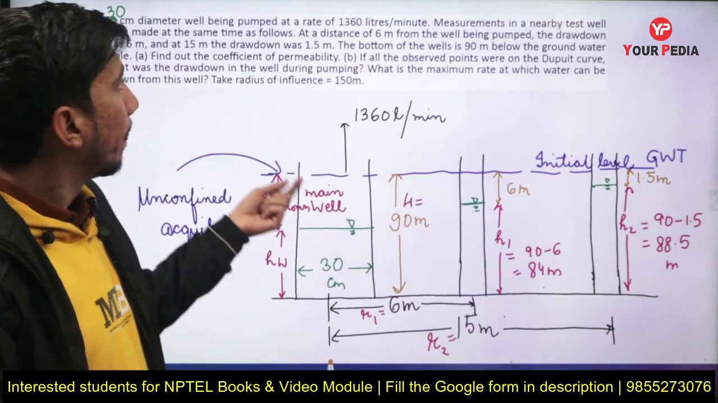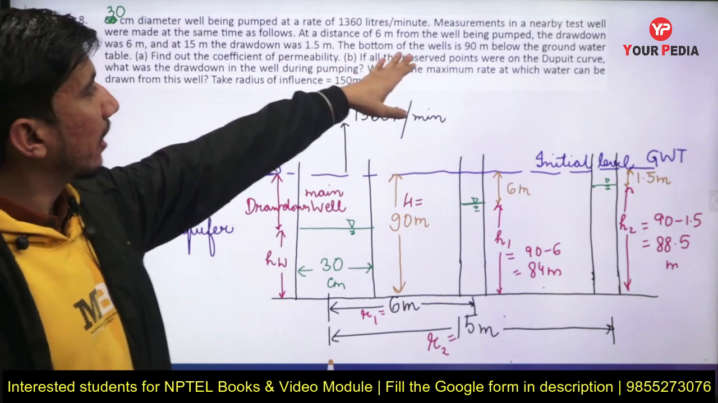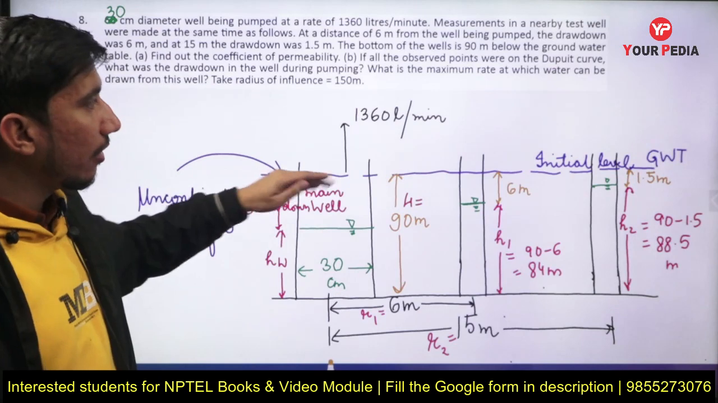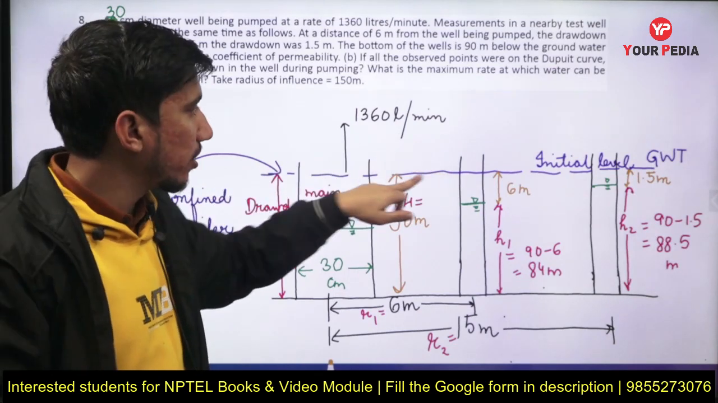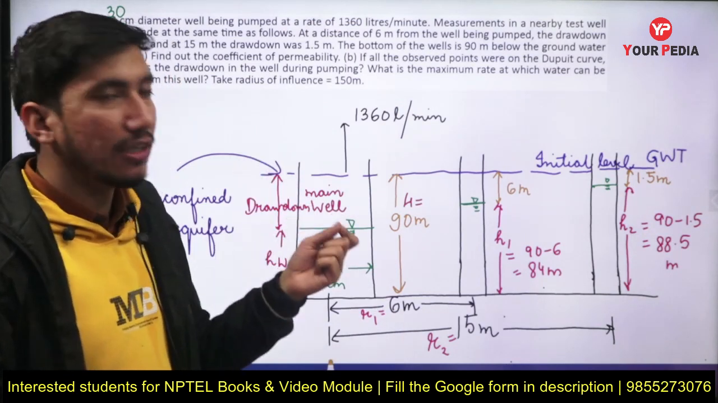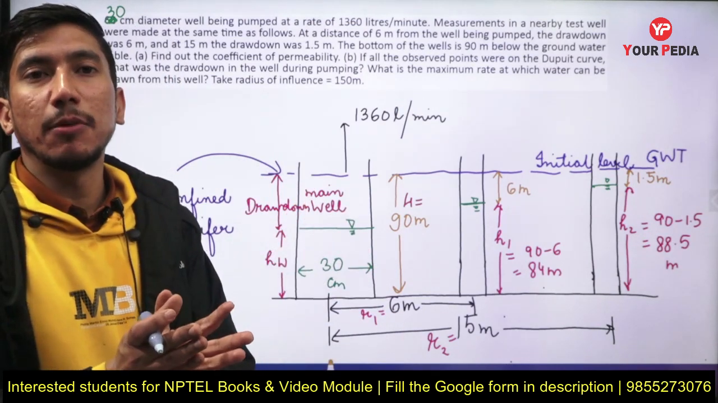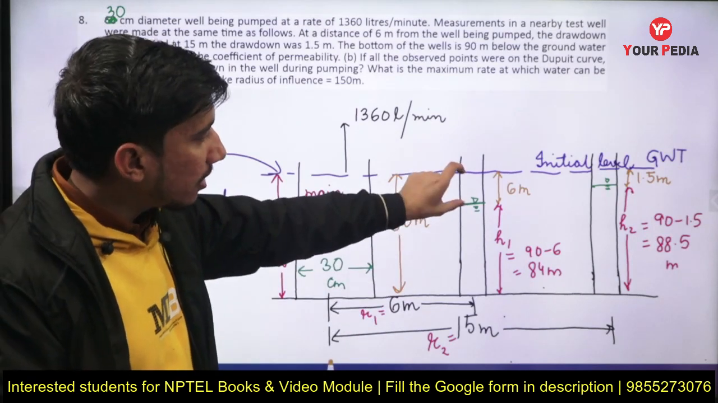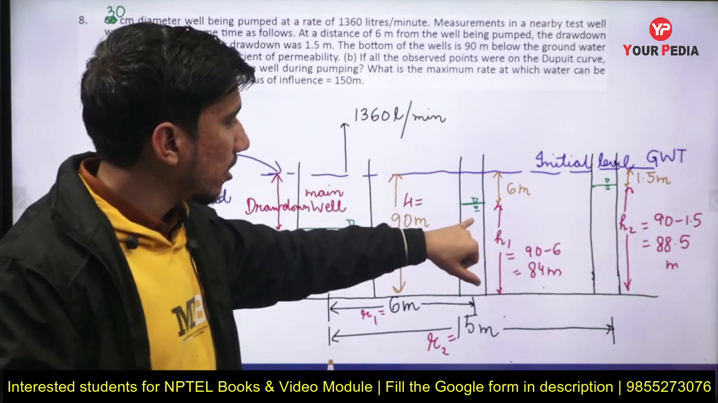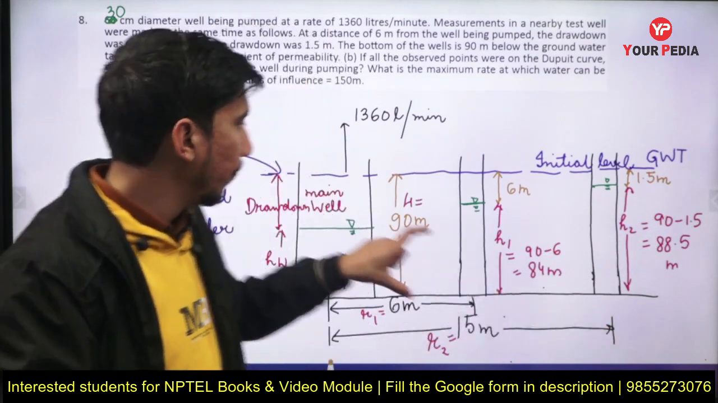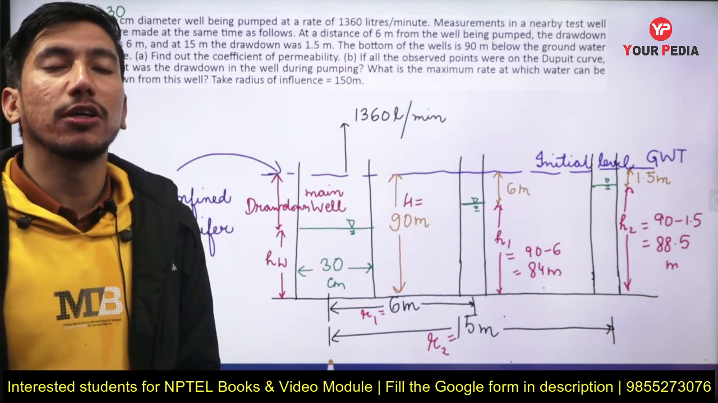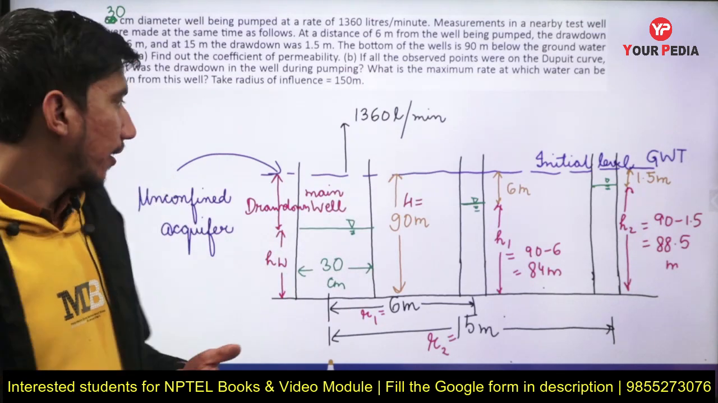from the main well. At a distance of 6 meters, the well being pumped, the drawdown was 6 meter. So the initial groundwater level was here, which is at a distance of 90 meter from the base of these wells. But after pumping for a given amount of time, the drawdown in this particular test well was 6 meter and in this well was 1.5 meter. So this is my H1 value, this is my H2 value, and H value is my total depth or the initial depth of groundwater table from the base of the well.